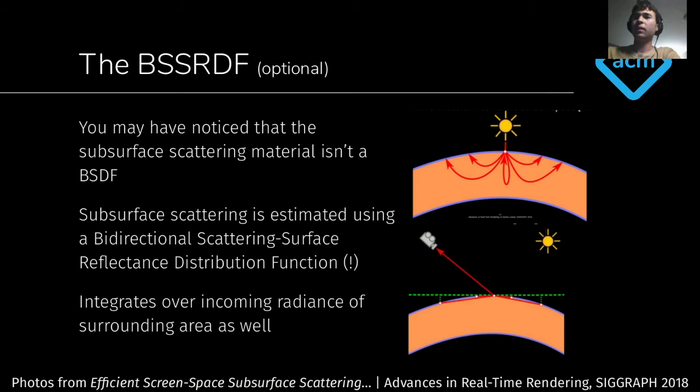More specifically, mathematically, in the rendering equation we integrated over the incoming radiance of a single point, but for a BSSRDF we also need to integrate over the incoming radiance of the points in the surrounding area as well. So, any questions on that? Do you need another explanation? Okay.